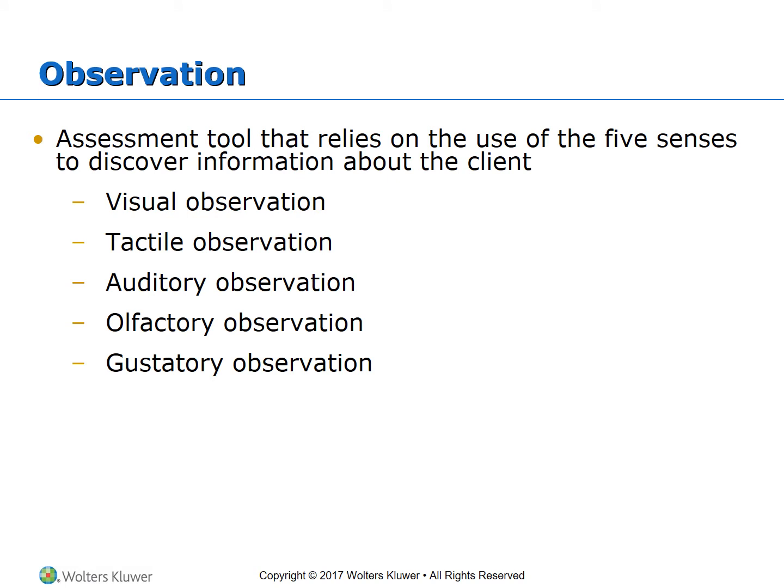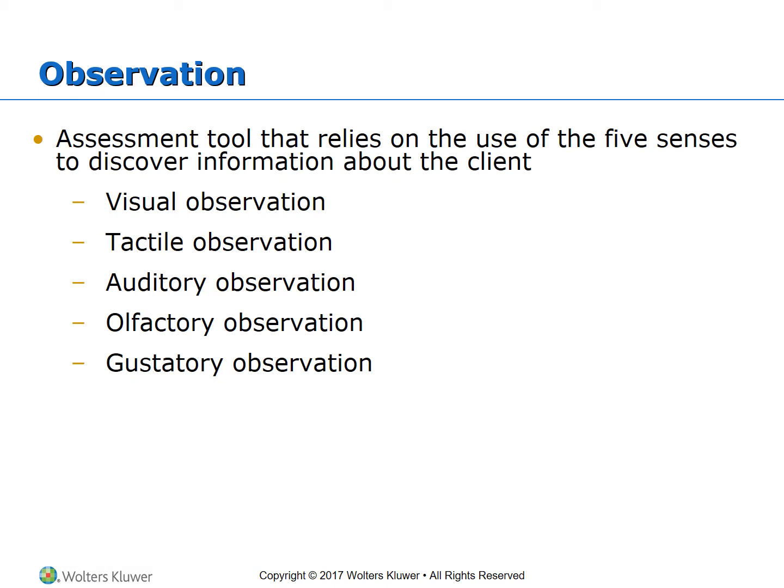Observations. We can do an assessment tool that relies on the use of the 5 senses to discover information about the client. Visual observations. Some examples are their body movement, the client's general appearance, their mannerisms, facial expressions, mode of dress, nonverbal communication, interaction with others, use of space, skin coloring. Visual observation, you collect subjective data.